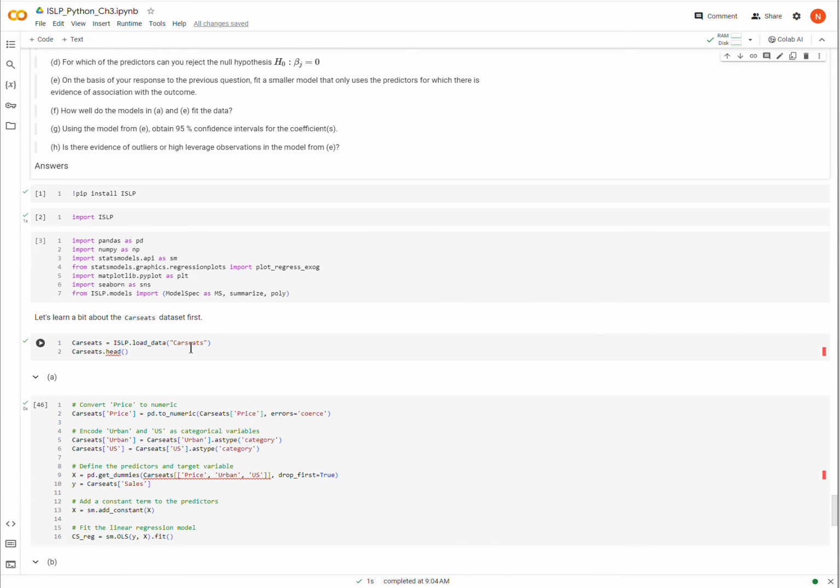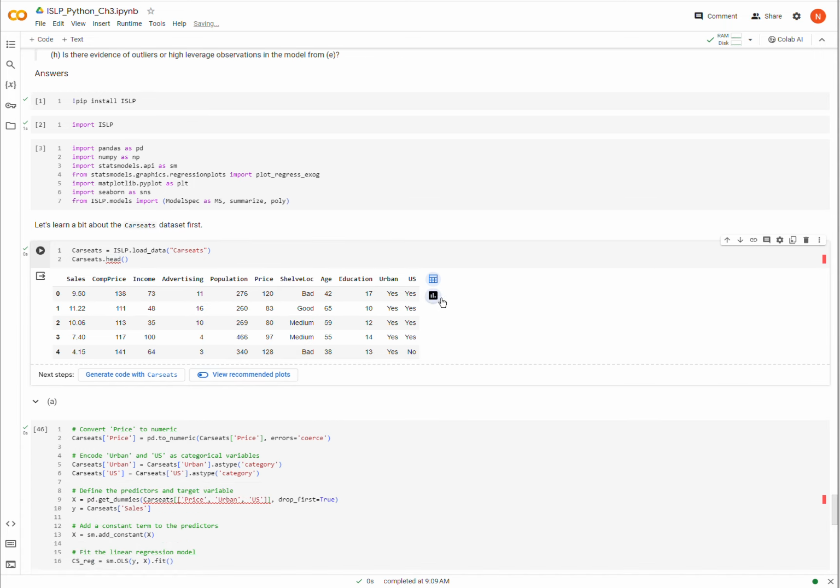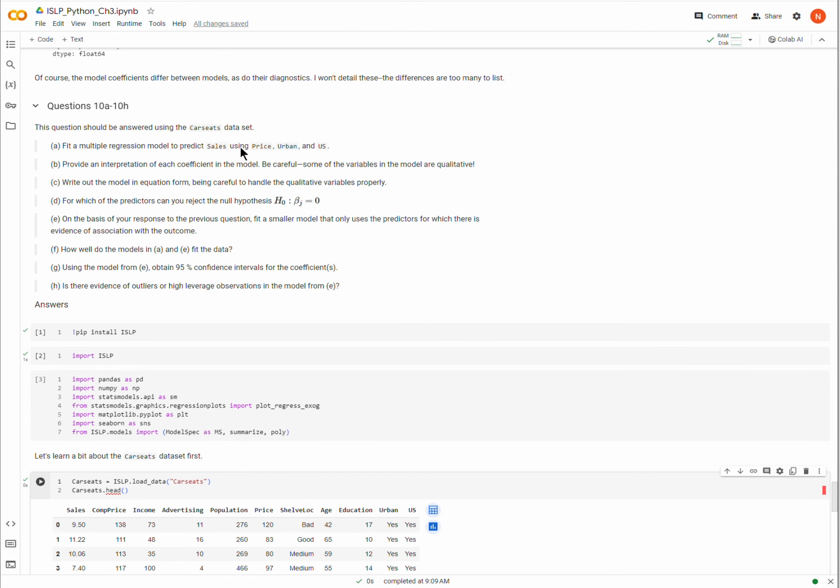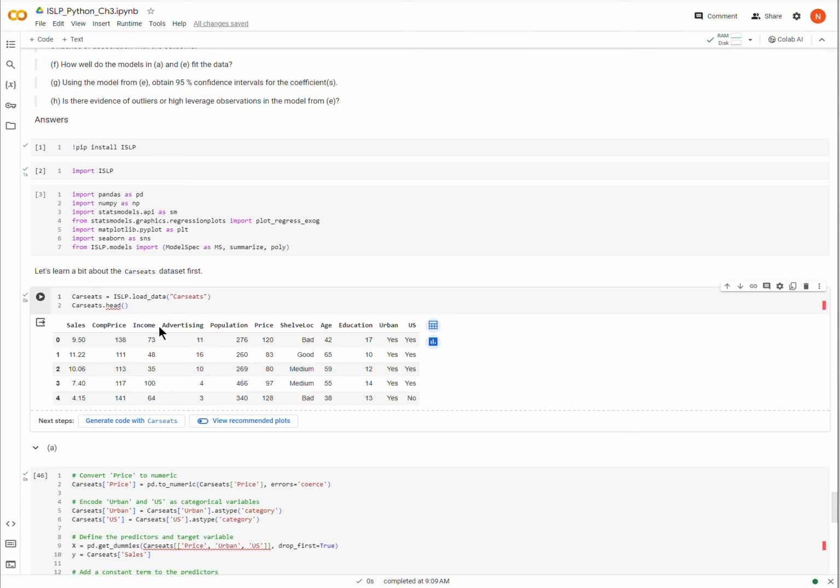So we need to load the Carseats data set, and so I'm doing that here. And then I'm going to look at Carseats a little bit, and we are going to be interested in just a few variables: sales, price, urban, and US. So let's glean some things here. So sales looks to be how many sales are taking place at different stores.